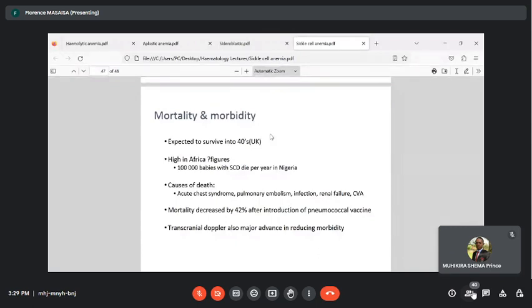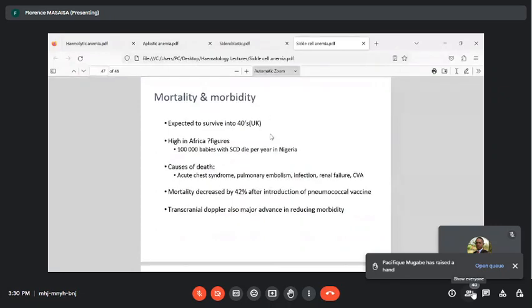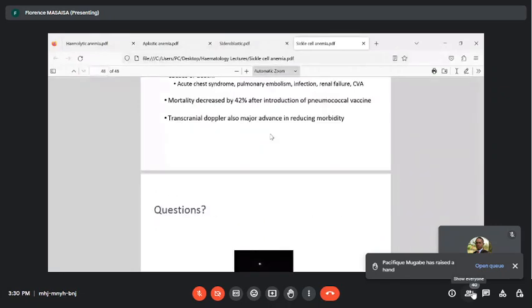Then, by using access to vaccination, they found there is a decreased mortality by 82%. Transcranial Doppler may also detect the risk of a stroke and address it as soon as possible.